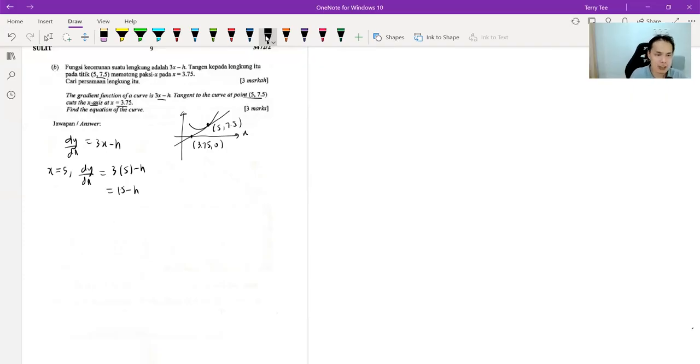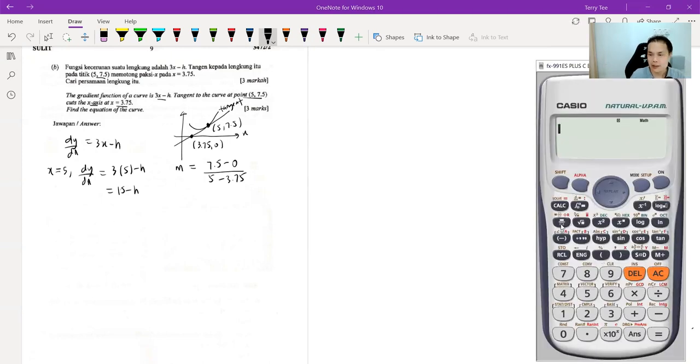But if you look at my sketch, you can see quite clearly that we can find the gradient of this line. We can find the gradient of the tangent. This line is a tangent because we know the coordinates of these 2 points, 1 and 2, right? So my gradient is now (y2 minus y1) over (x2 minus x1). Yeah, so let me use a calculator here. Let's take 7.5 minus 0, which is still 7.5. You divide by 5 minus 3.75. So what I have here is just 6. Yeah, my gradient is just 6.